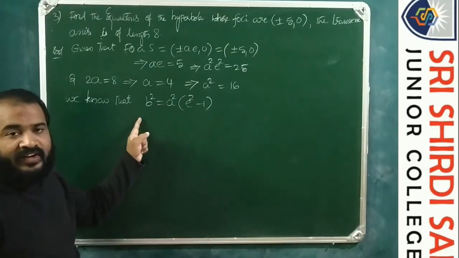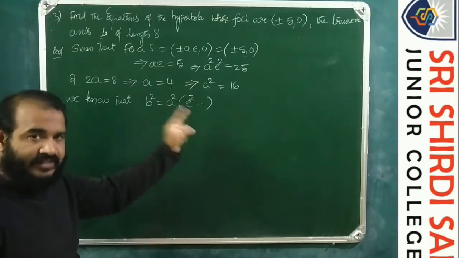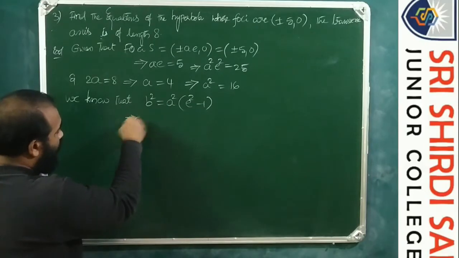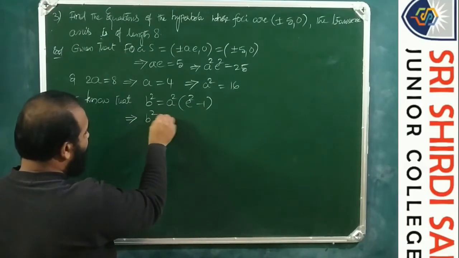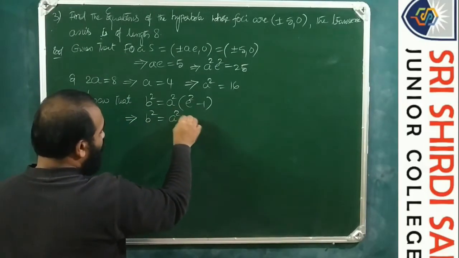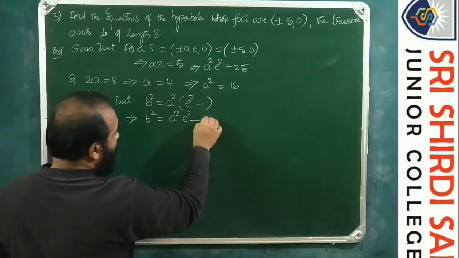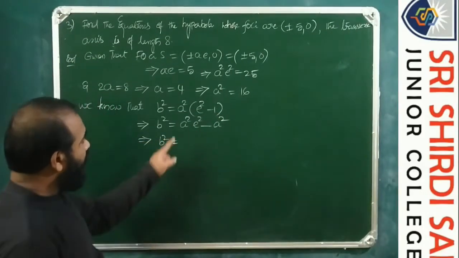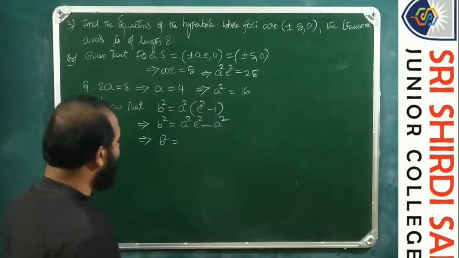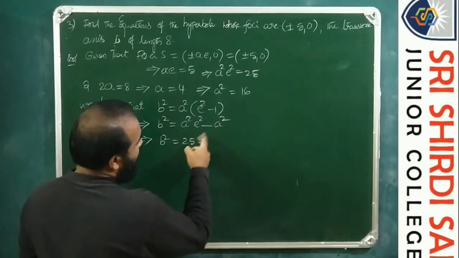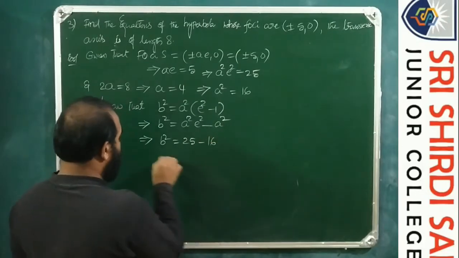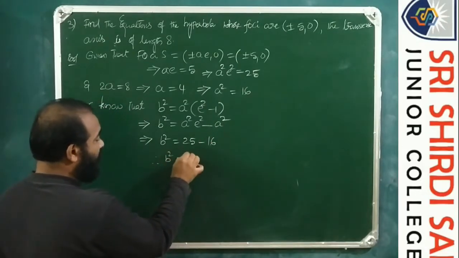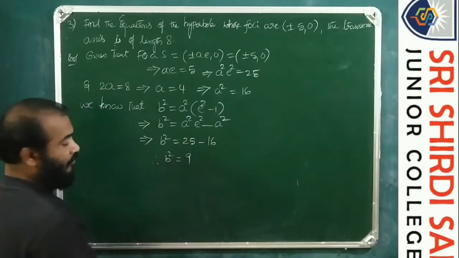So when the transverse axis is along the x-axis, b square is equal to a square e square minus a square. So b square is equal to a square e square, which is 25, minus a square, whose value is 16. Therefore b square is equal to 25 minus 16, which is 9.